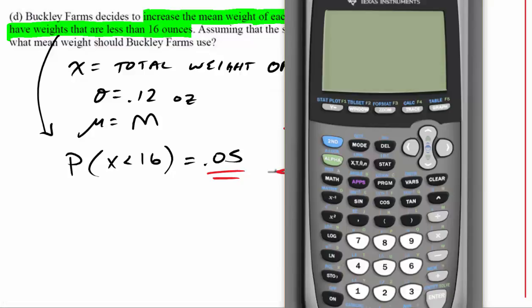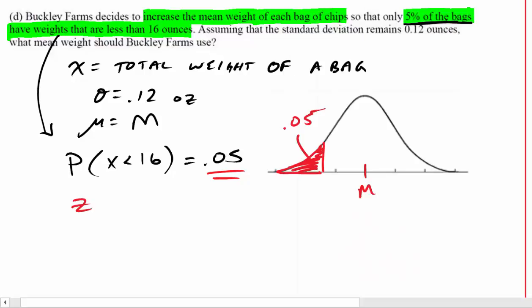So here's my calculator. If I had a z table, I would just refer to that. But the calculator can do the same thing for us. We go to distribution, and we go to inverse normal. We want the area to be 0.05, and we're just going to leave that be. And this gives us that z-score. So we know that z will equal negative 1.645, approximately.